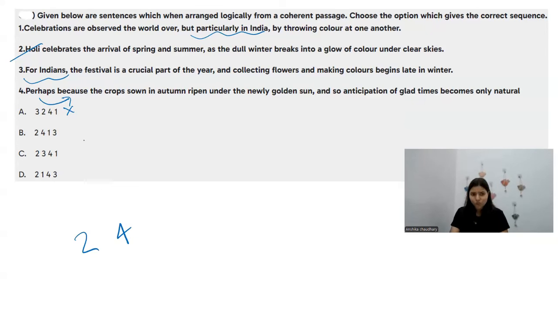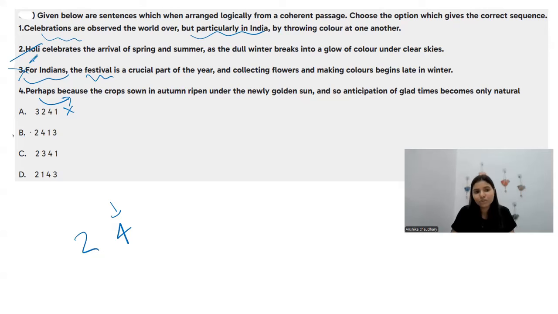Maybe let's try out. Or else, if we read 2, then 3: "Holi celebrates the arrival of spring and summer as a dull winter breaks into a glow of color under clear skies. For Indians, the festival is a crucial part of the year, and collecting flowers and making colors begin late in winter." All right, we are talking about festivals, but here we have specified Holi, so we have to talk about Holi only, right? So it cannot be the next. If we take 2, 1, again it is talking about celebrations observed the world over. The fourth sentence is directly specifying the effect of Holi and what the cause of it is, right? So it will be the next.